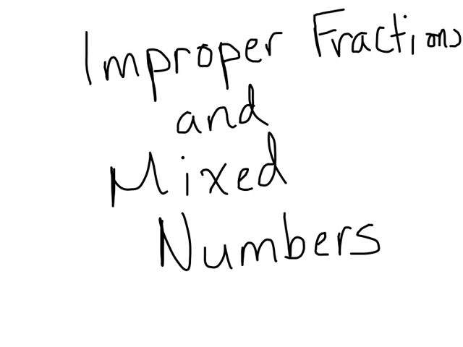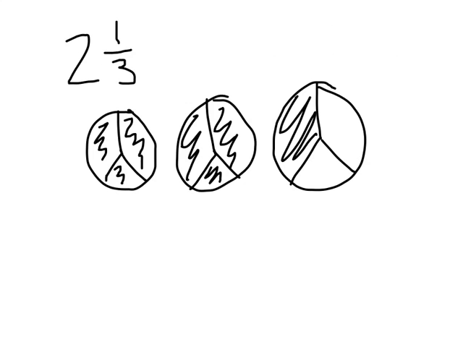I'm excited to talk about something today that we learned before the winter intersession, but that's going to be important for our lesson tomorrow, so you need to pay close attention. Today we're going to talk about converting between improper fractions and mixed numbers. Let's get started. Let's say that I want to change 2 1/3 into an improper fraction.